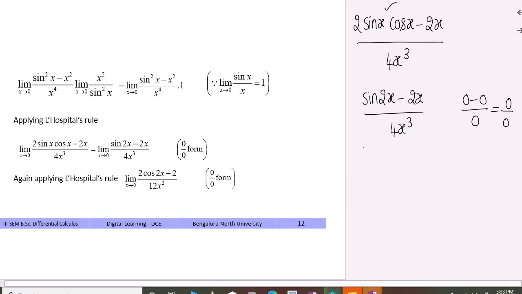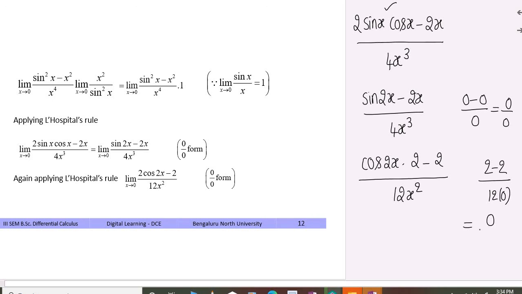Again, sine 2x differentiation is cos 2x into 2, minus 2, and 2x differentiation is 2. 4x cubed differentiation is 12x square. Substitute x equal to 0, then cos 0 is 1, 1 into 2 is 2, 2 minus 2 by 12 into 0. 2 minus 2 equal to 0 by 0. That means again we arrive at an indeterminate form.